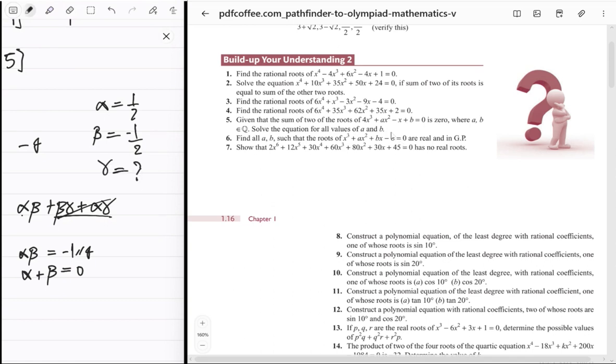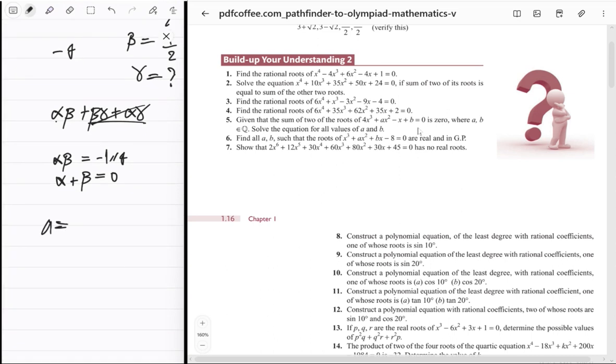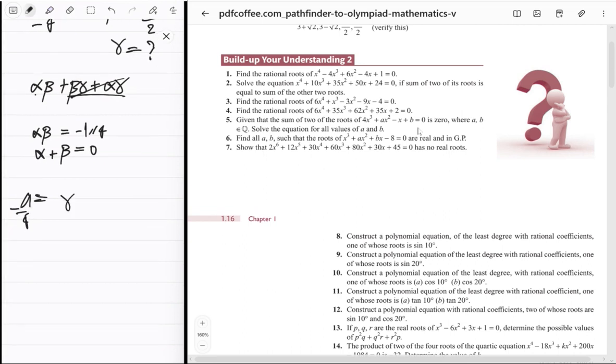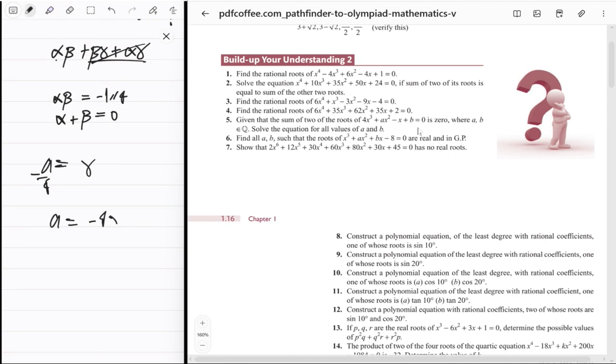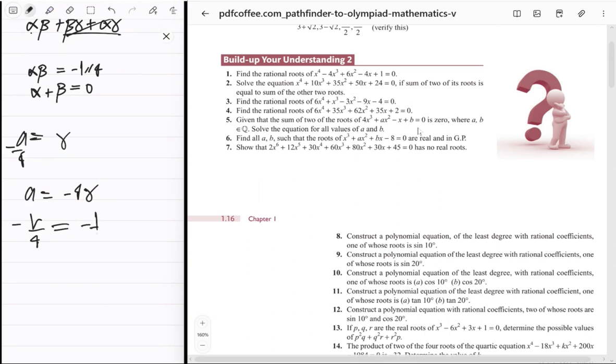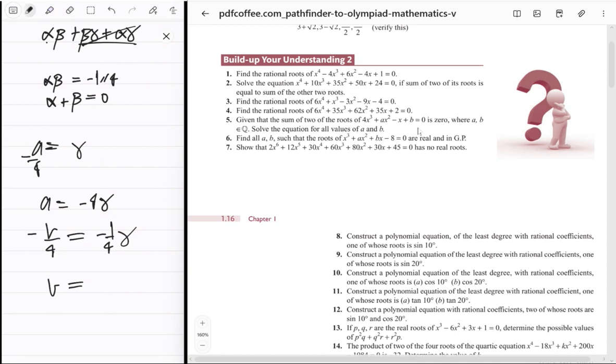But using gamma, we can express what a and b should be. So a is just alpha plus beta plus gamma, which is basically gamma. Negative a upon 4, that's equal to gamma, right? So a is just equal to negative 4 gamma, and for b, negative b upon 4 is equal to alpha times beta times gamma, which is negative 1 upon 4 times gamma. Make sense? Is that right? It should be.